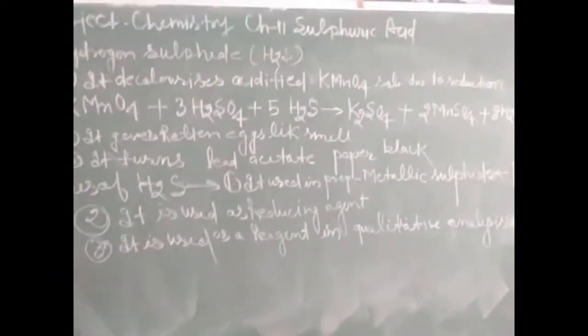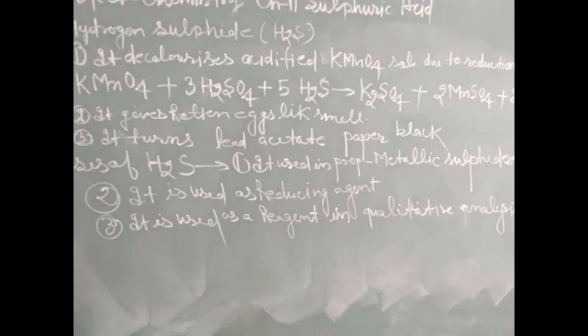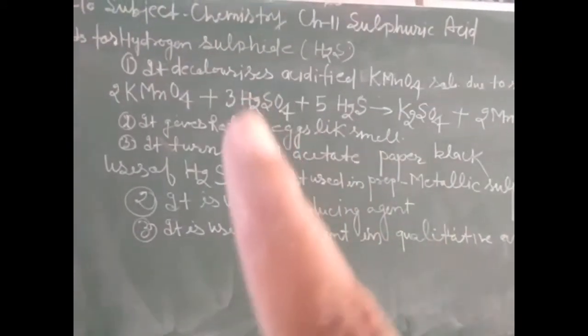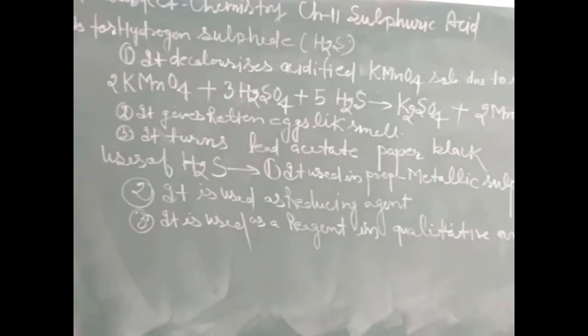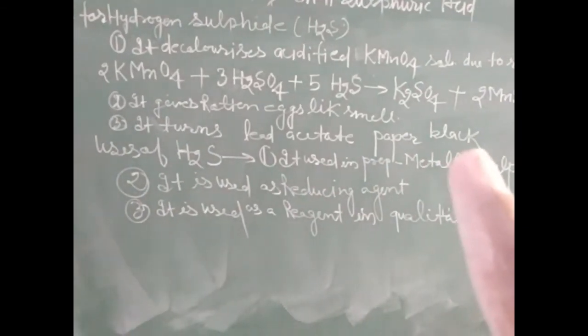Means it decolorizes, it removes the color of acidified potassium permanganate. It gives a rotten egg like smell. It turns lead acetate paper black.